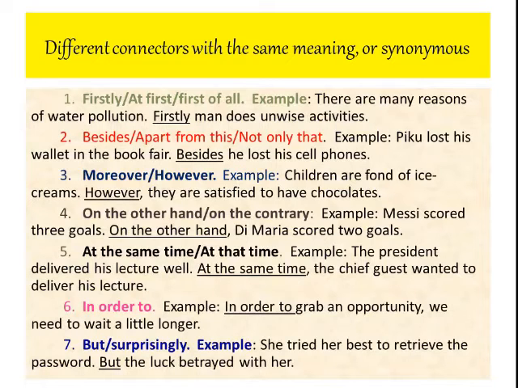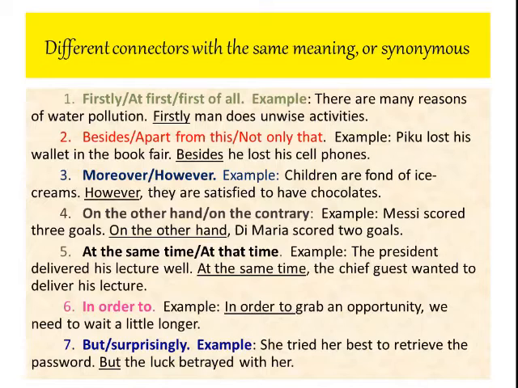Number 4, on the other hand or on the contrary. Example: Messi scored 3 goals. On the other hand, Di Maria scored 2 goals. So again, there are 2 sentences where I have used on the other hand, or you can use on the contrary in this sentence, because it all depends. Actually, one thing you must bear in mind is that connectors mostly depend upon the meaning and context of the sentence. So my advice to you is that you will have to grasp the meaning of the sentences very well before you pick the right connector.